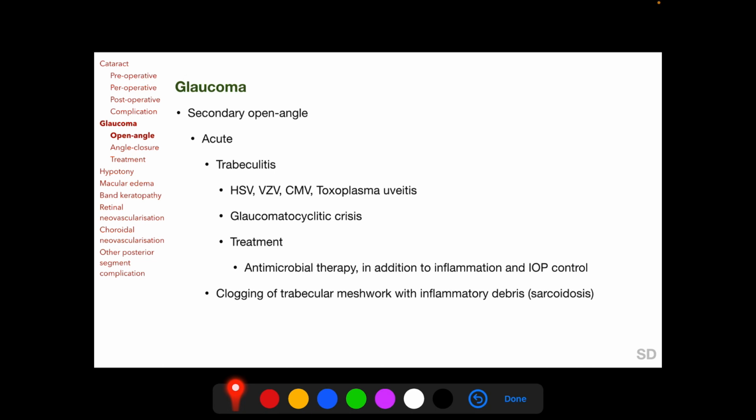Acute secondary open-angle glaucoma can be due to trabeculitis, clogging of trabecular meshwork with inflammatory debris, or because of corticosteroid therapy. Trabeculitis is said to occur with herpetic and toxoplasma uveitis and in glaucomatocyclitic crisis, and treatment of acute secondary open-angle glaucoma due to trabeculitis is control of inflammation and intraocular pressure in addition to antimicrobial therapy if an etiologic agent can be detected.